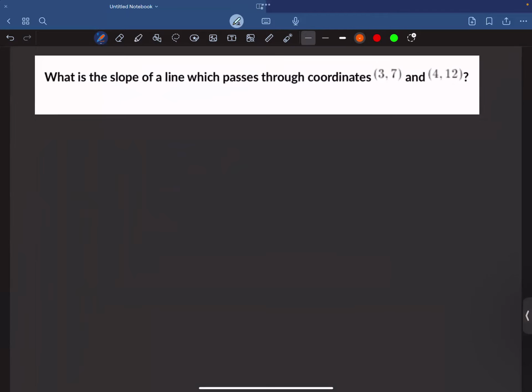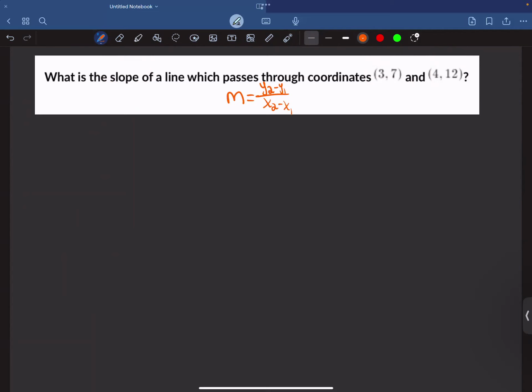Now we transition to dealing with slope. Well, anytime you see slope and you're given 2 coordinate pairs, I know I'm finding slope from 2 coordinates, which is going to be m equals y2 minus y1 over x2 minus x1.